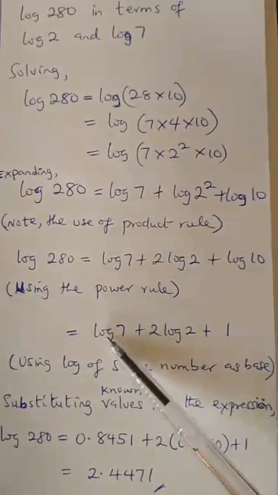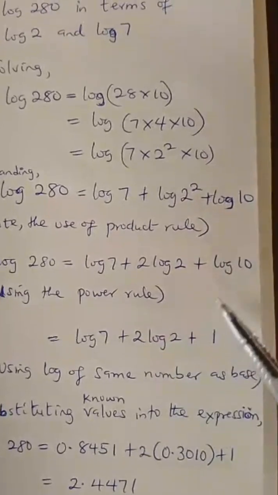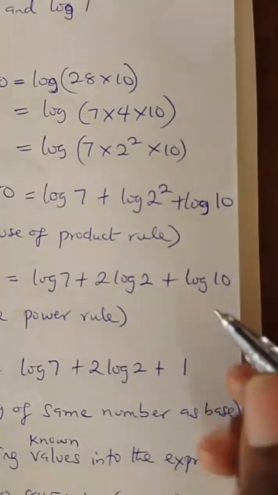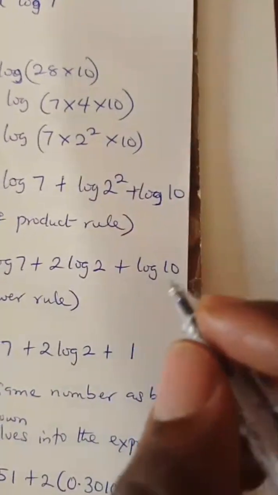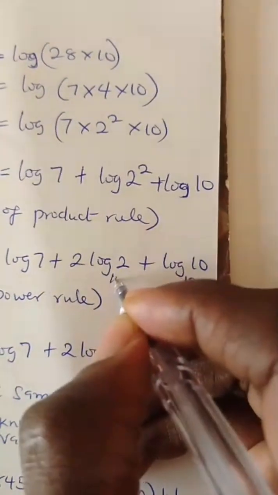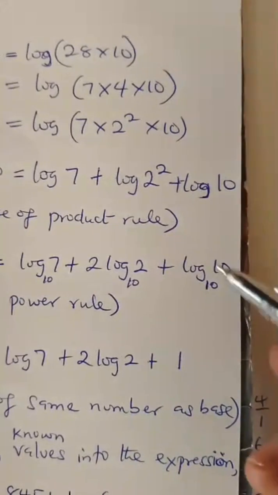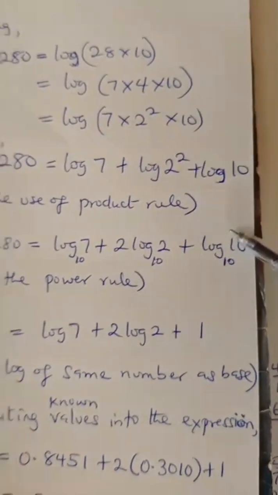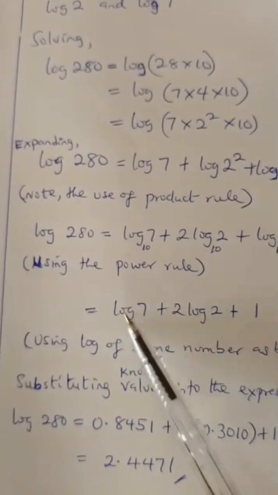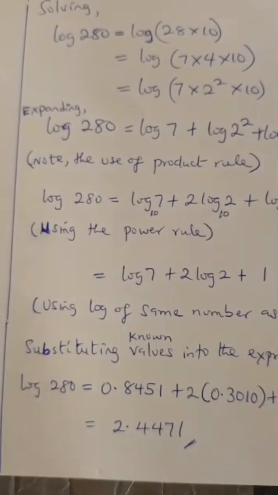Now log 7, and this is 2 log 2, which is simply 2 times log 2. Now how do we get this 1? You have to remember log of same number as base. The log 10, this is common log, so basically this is log 10 to base 10. Let me just introduce the base so that you see how I got it. So this is log 7 base 10, 2 log 2 base 10, and now log 10 to base 10, remember log of same number as base, so this is 1. So we're now fixing the values you are given. You are given log 7 as this, log 2 as this, and add it up together, get your final answer. That's that.